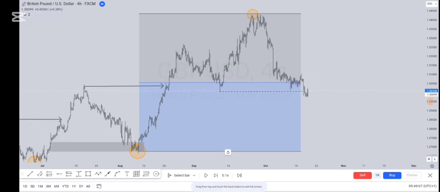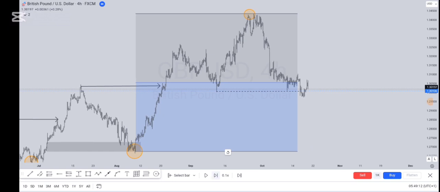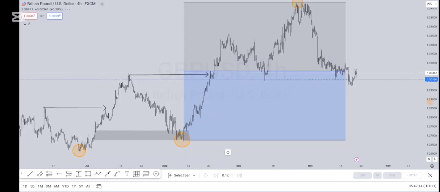But I think this is the current price of GBP USD, right? So you can see the market almost wants to go up. This is the current price now of GBP USD.